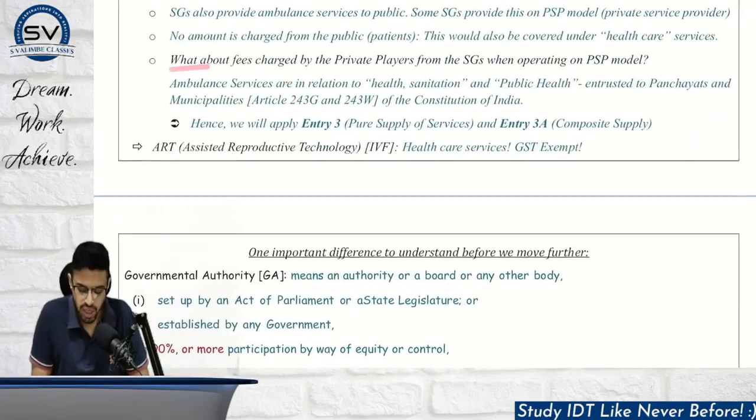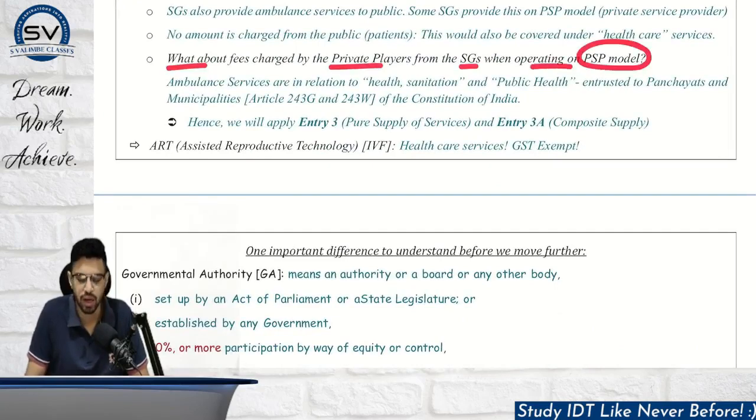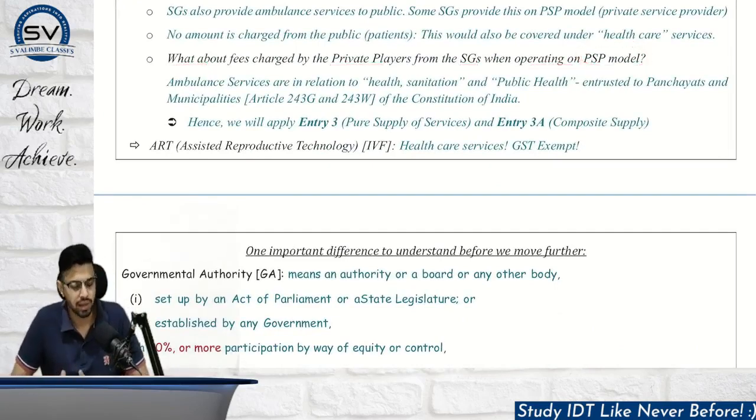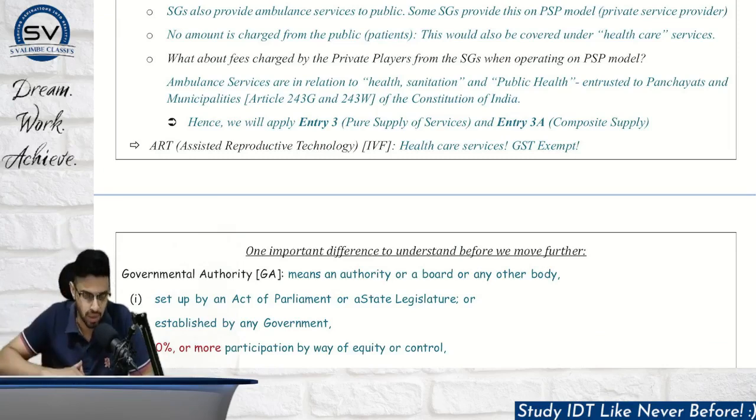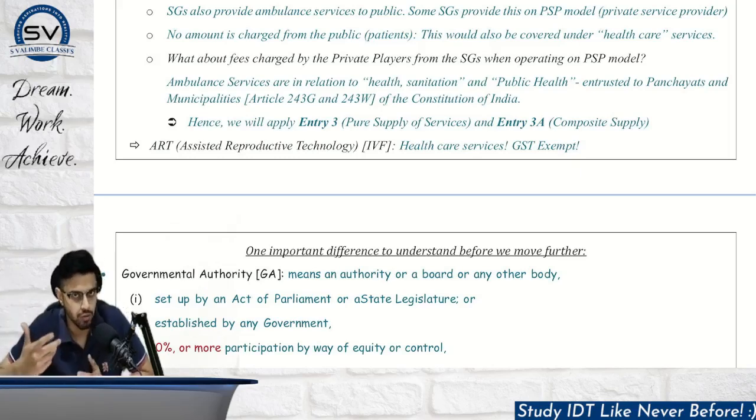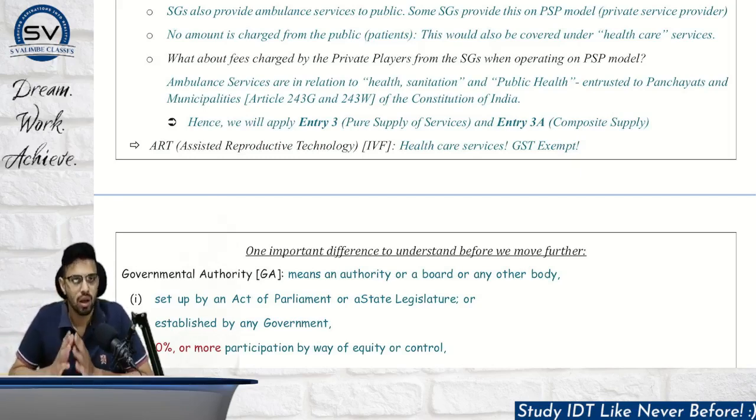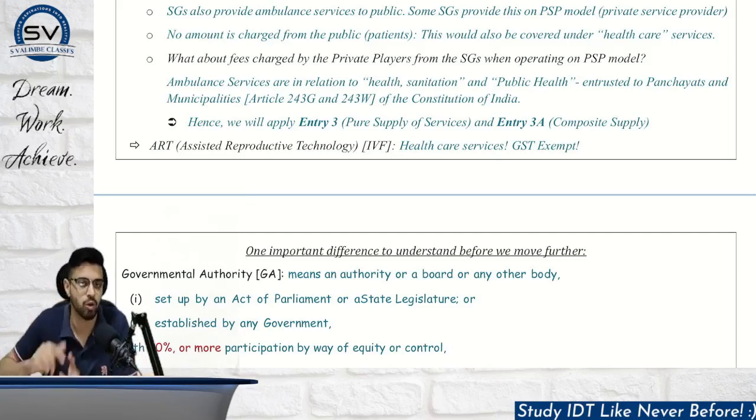What about the fees which is charged by private players from state governments when operating under the PSP model? Now understand this so that it will be clear at this stage only. Private service provider model means basically, let's say Delhi government is providing ambulance service, and the ambulance service is actually being provided by a private player. So the private player is going to charge an amount from the Delhi government. Obviously, nothing is being charged from the patients, that is the citizens of that particular city. What about GST on that portion which is charged by the private player? Basically, the amount charged by the private player from the state government is also exempt. That is also exempt.